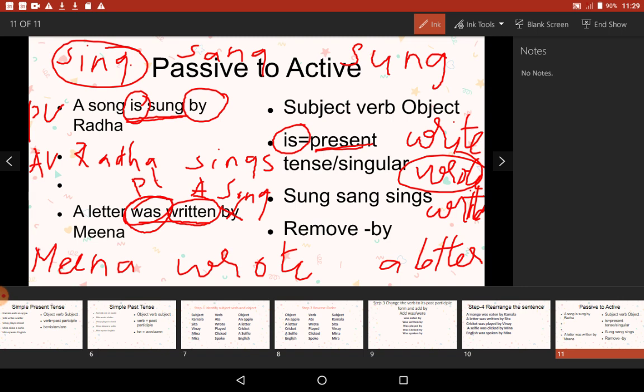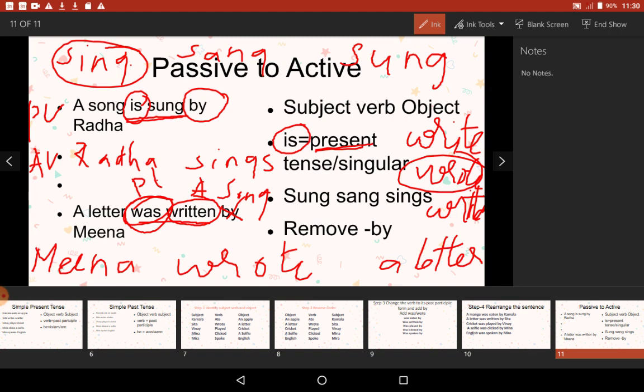So, what is the active voice of the second sentence? Meena wrote a letter. Now, in past tense, we need not worry about whether the verb is singular or plural, because only in present tense we have that problem. In past tense, we don't have singular or plural verbs. We have only one form. We will use it both with singular as well as plural. I hope students you have understood this, which is very easy.